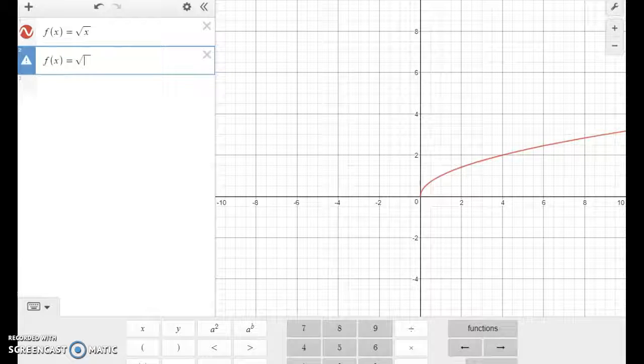Now I'm going to do the square root of x minus 4. And take a look at what happens. This one, even though it's minus, so minus you would think, oh, it's going to go to the left. It's actually the opposite. It moves to the right. So when it's underneath the radical or inside of parentheses or inside the absolute value bar and it's minus 4, it actually moves it to the right. So this graph got shifted 4 to the right.